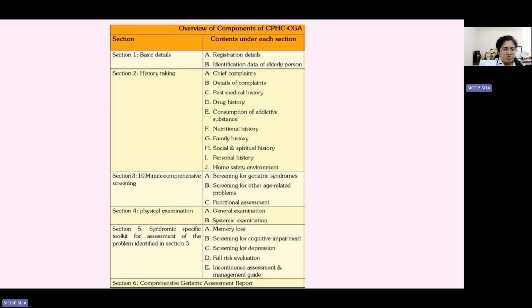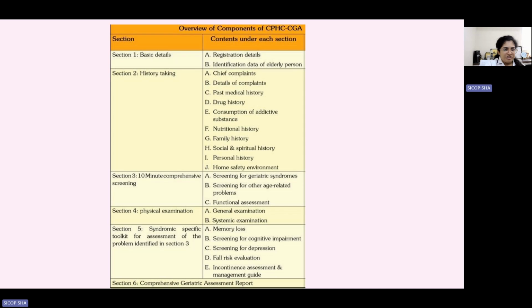Next is consumption of addictive substances. Maybe they are having some addictions or something, so we have to record that in the history taking itself. Next is the nutritional history. What type of diet they are having should be recorded over here.